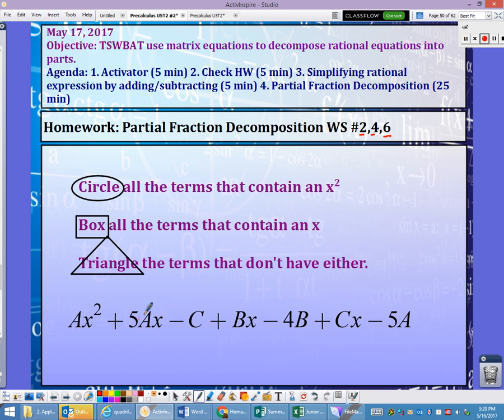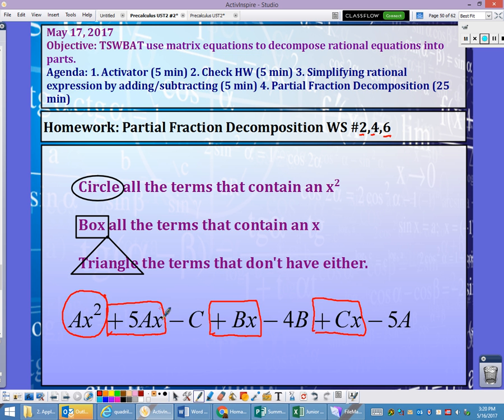Alright, so you are supposed to, in this warm-up, circle all of the terms that contain an x squared. So if you see here, our ax squared contains an x squared, and there's nothing else in this expression that contains an x squared, so we're not going to be circling anything else. We're now going to box all the terms that have an x. So this positive 5ax has an x in it, this positive bx has an x in it, and then this positive cx has an x in it.